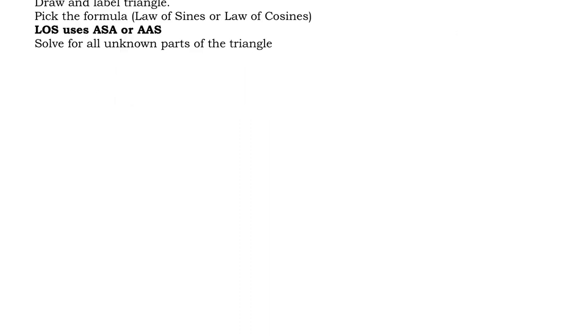We're going to follow these steps as we're solving these triangles. We're going to draw and label the triangle, so what sides and angles I have. We're going to pick the formula, so it's either the law of sines or the law of cosines. And remember, the law of sines uses angle-side-angle or angle-angle-side, two angles and one side. And then we're going to solve for all the unknown parts.